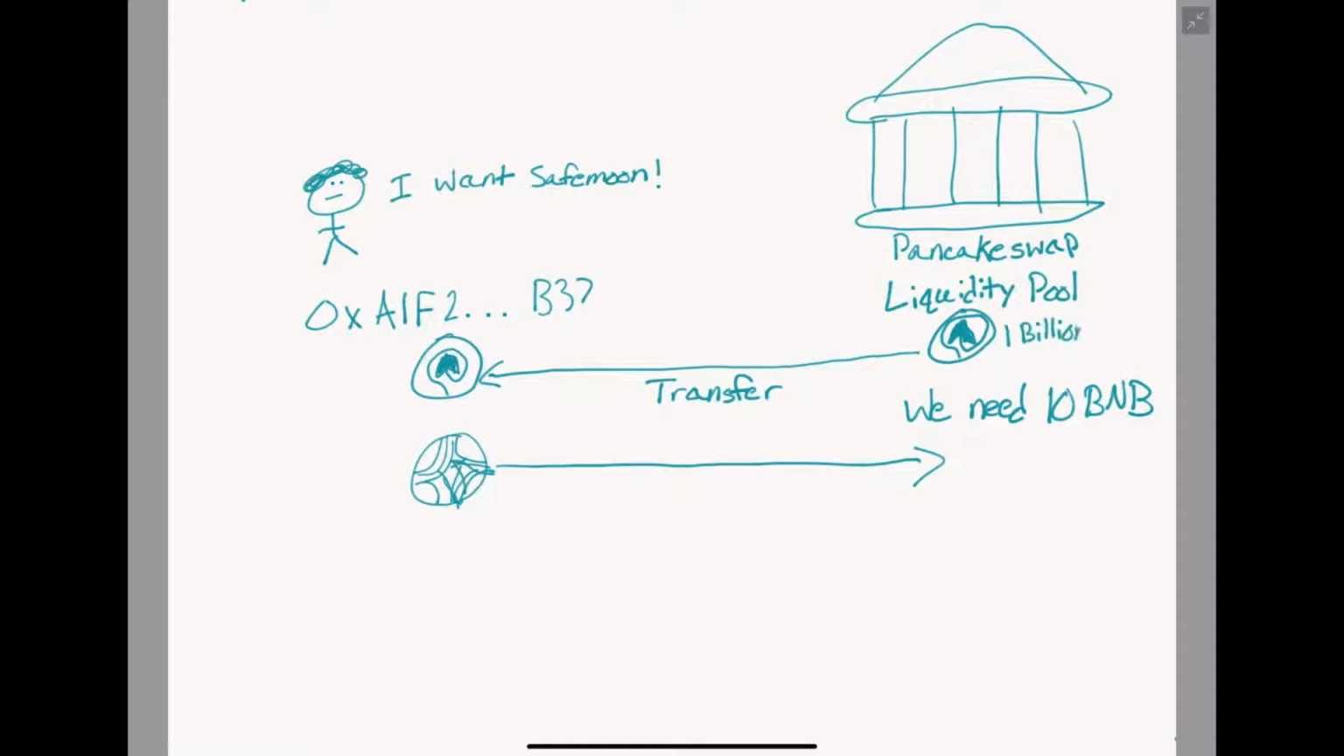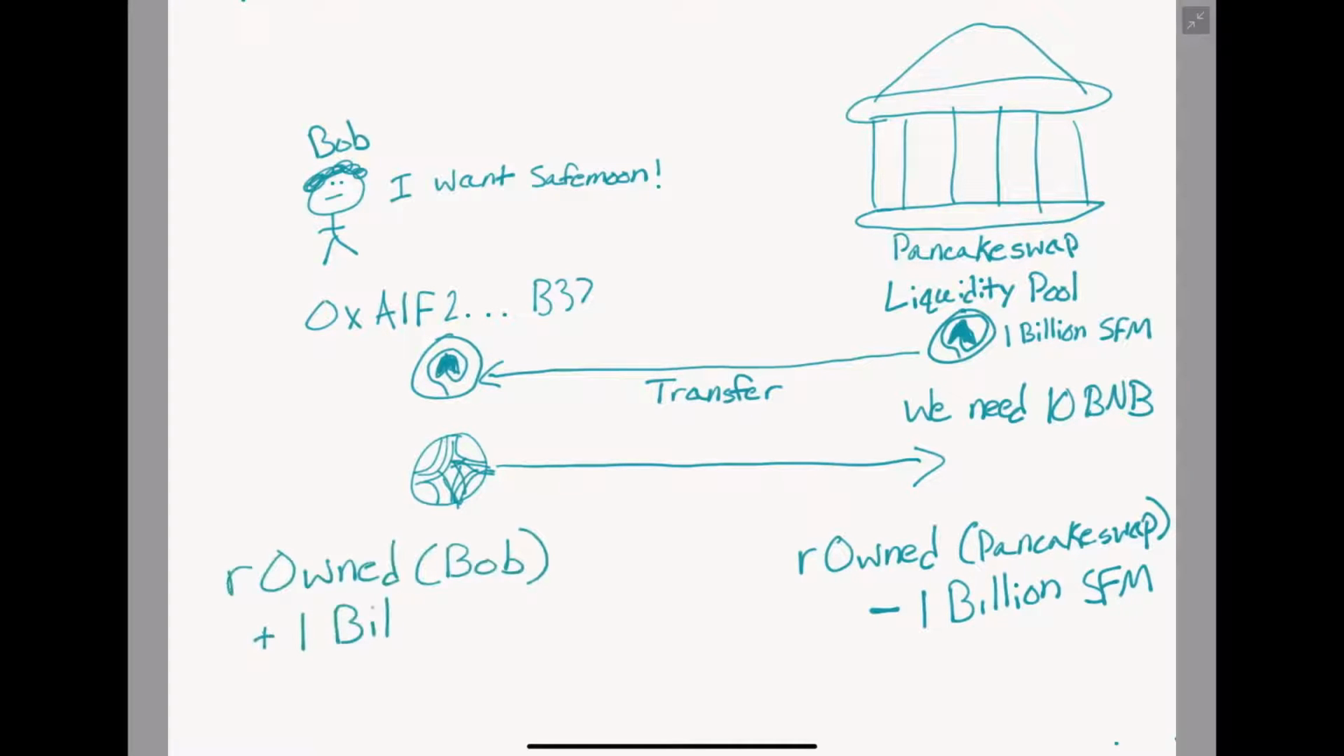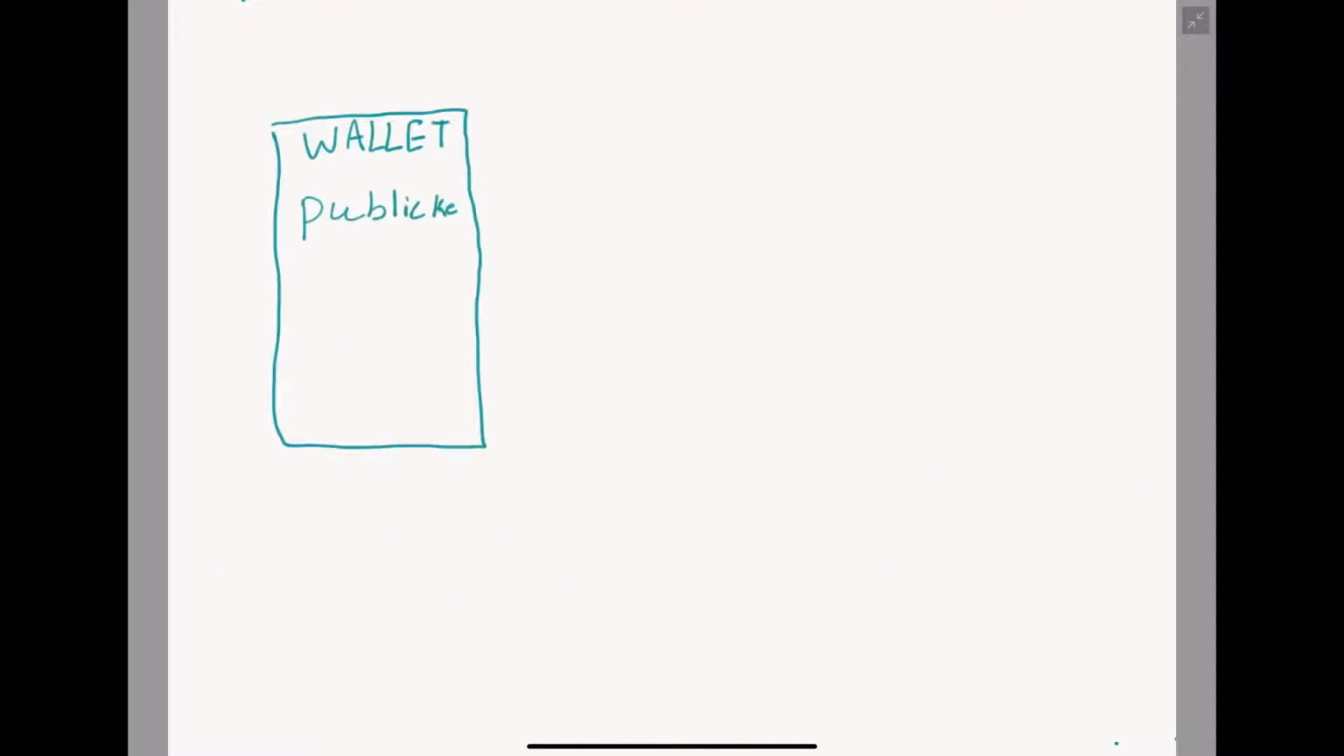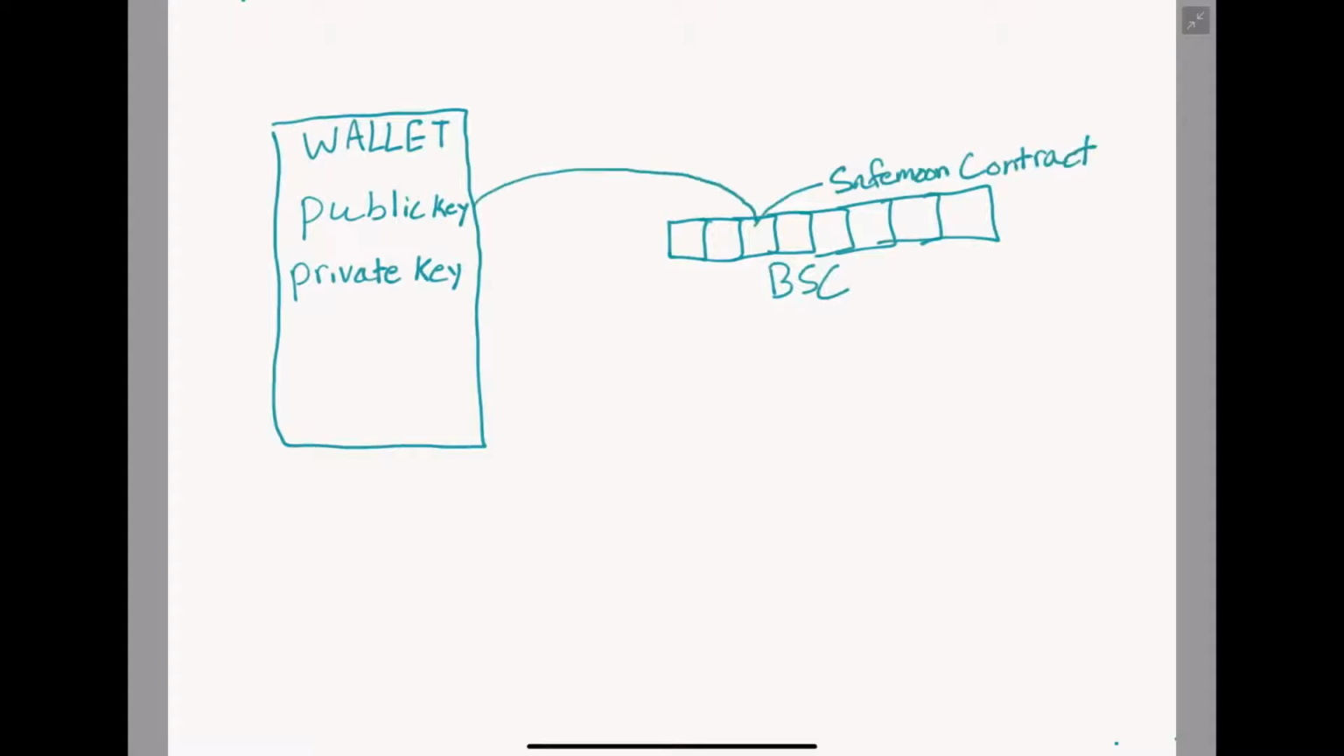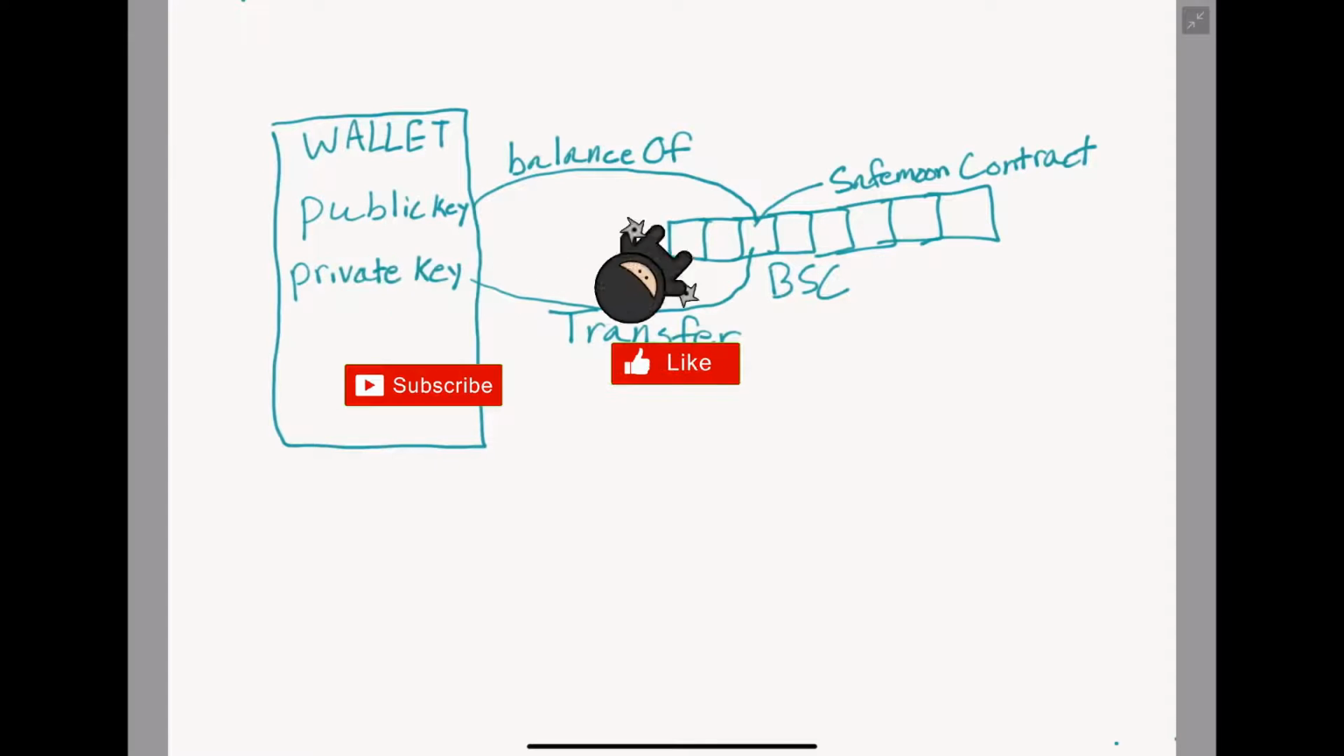When a transfer happens, the transfer amount is deducted from the sender's balance and added to the recipient's balance inside of that rOwned variable that we saw before. All a wallet does is store your public-private key. It asks the blockchain what your balance is using your public key, and it calls the transfer function for you using your private key. So all you have to do is press a few buttons and the magic just happens.